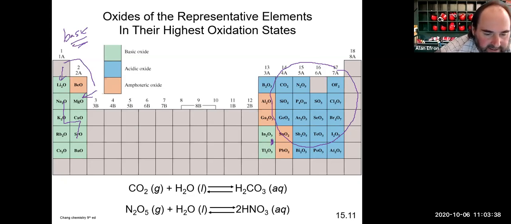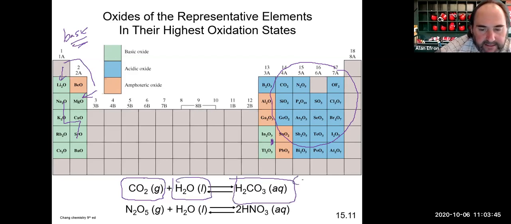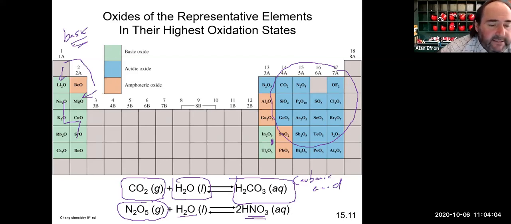So for example, if you take CO2 plus some water, we get H2CO3, which is carbonic acid. If we take N2O5 and react it with water, we actually get some nitric acid that is formed. So a lot of our nonmetals that have oxygen in them, when they react with water, is how we produce acids. Again, group 1 and group 2, our metals with oxygen, when they react with water, is how we produce a lot of our bases.